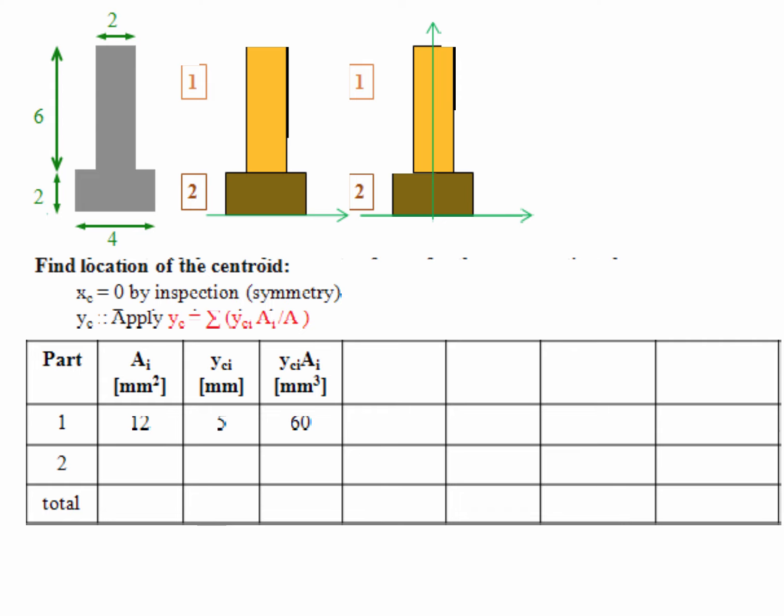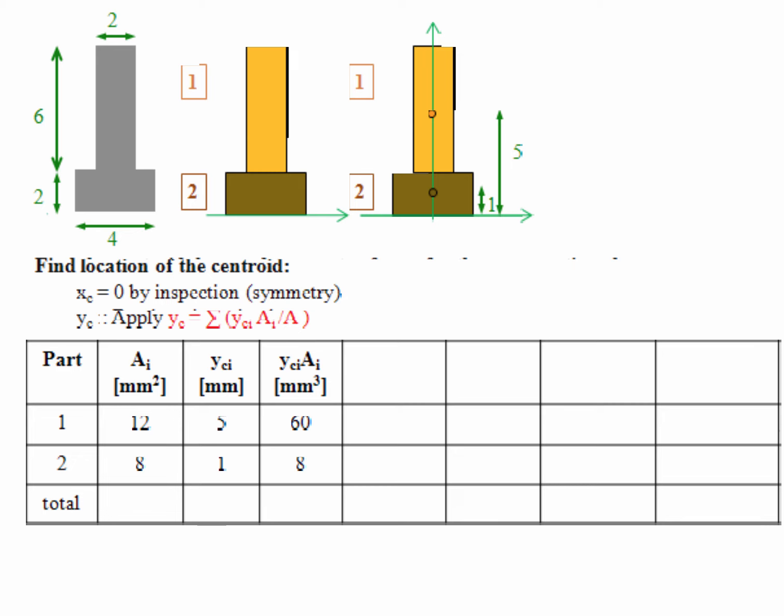Now let's move on to area 2. Its area is 4 by 2 or 8 square millimeters. Here is its centroid. So the position of its centroid relative to the bottom is 1 millimeter. And here is the product of the centroid position and area for area 2.